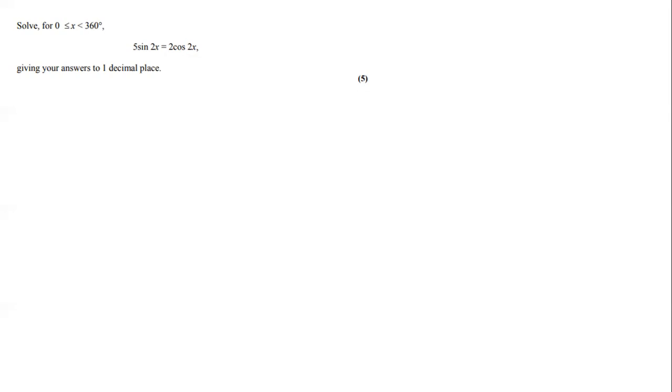So I can make a substitution, and I'm going to call it y. So y is 2x. As soon as I make a substitution, I have to change the limits. So I'm going to times the x values by 2. So y goes between 0 and 720. So my new equation is 5 sine y equals 2 cos y.